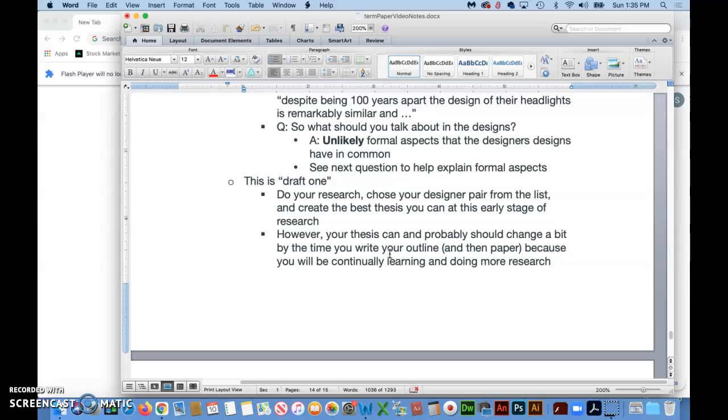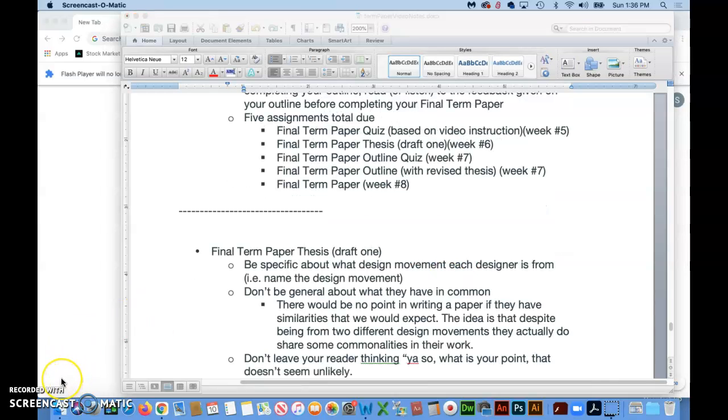And when you are asked for your outline, I will ask you to put your draft 1 thesis statement and then your current thesis statement so that I can see how it evolves and give you any feedback based on that. Okay, so hopefully that gives you a good idea on how to get started on this term paper, or specifically on the term paper thesis.